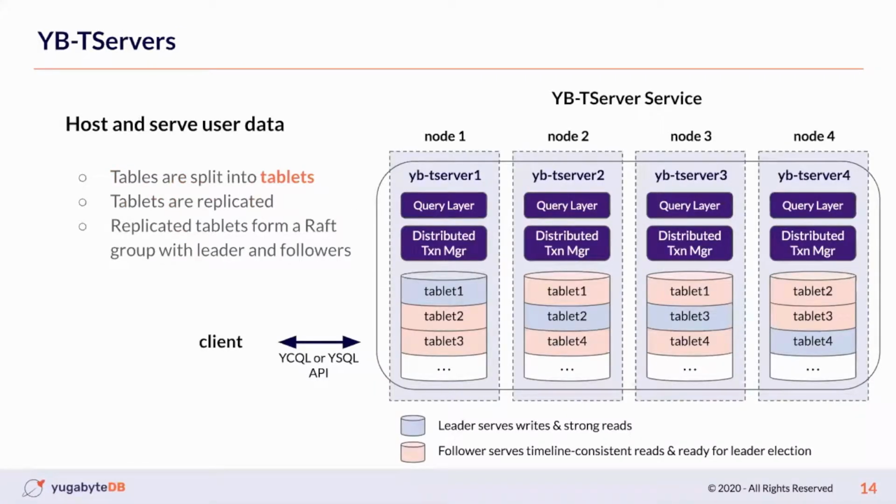On the TServers, what you note is that every node that has the TServer internally contains a query layer, a distributed transaction manager, and all of the tablets that belong to the various tables. The tables themselves are split into tablets. The tablets are replicated. Each node has what is called a tablet peer, or a copy of the tablet. Now, the client interacts with the query layer, which then uses the transaction manager to address all of the data to fetch whatever data it needs or performs writes.